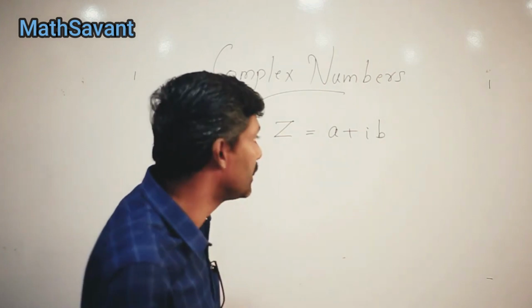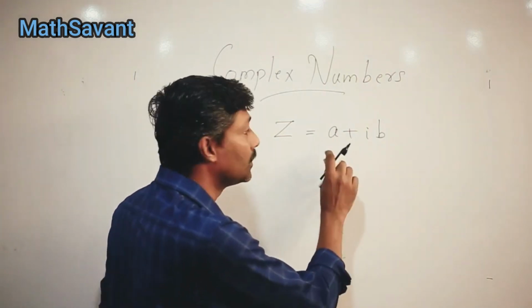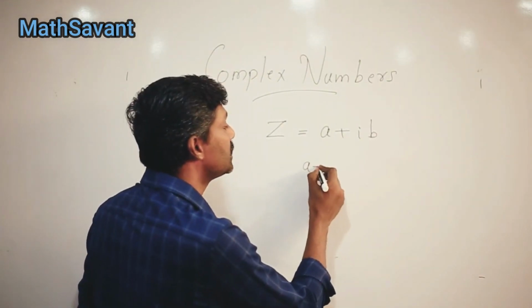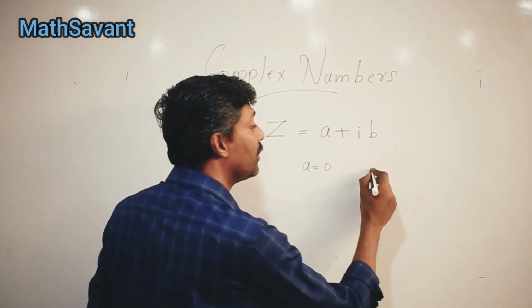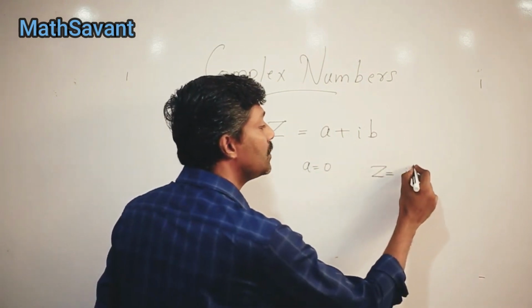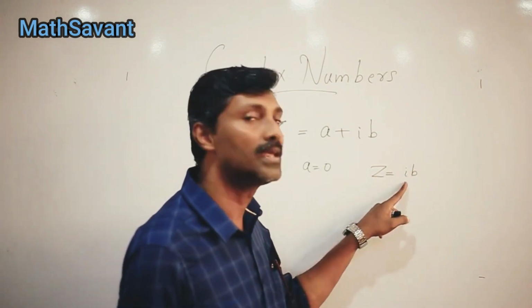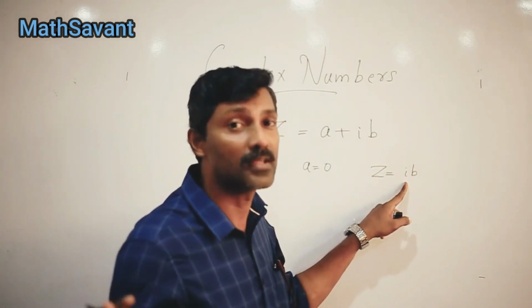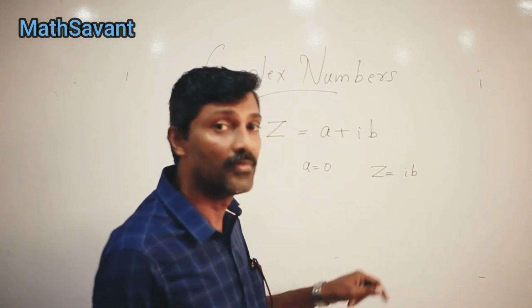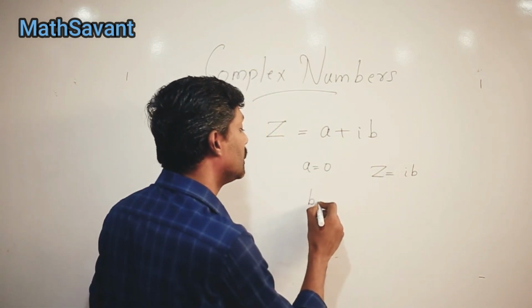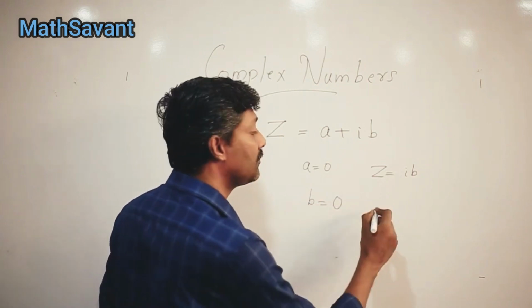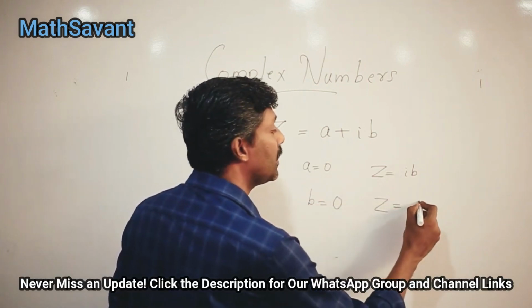Okay, suppose if we don't have the real part, suppose if a is equal to 0, then what we get? We get z is equal to ib only, right? So this means this complex number is purely imaginary. It doesn't have a real part, okay? And what if b is equal to 0? If b is equal to 0, then we get z is equal to a only.